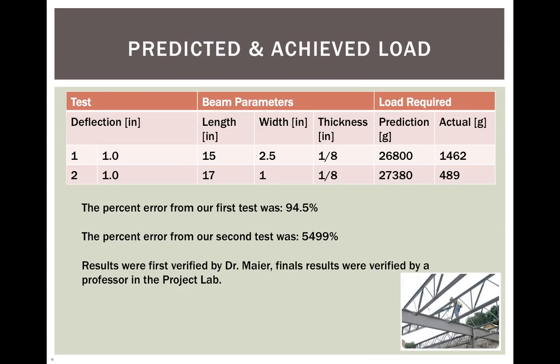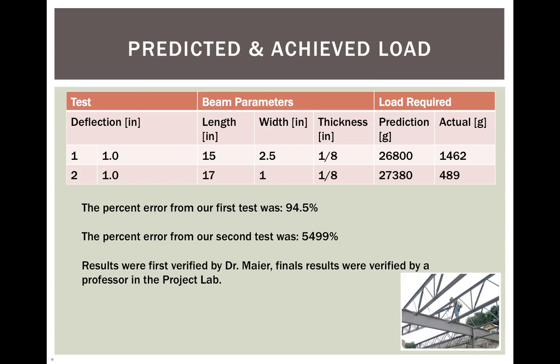This slide shows our predicted and achieved loads when we were given deflection with certain parameters of the beams. We plugged the parameters into our program, and for the first beam we got 26,800 grams predicted to get a deflection of 1 inch, and it actually turned out to be 1,460, giving us a percent error of 94.5. The second one, to get a deflection of 1 inch, we had a prediction of 27,380, and the actual was 489 grams. The percent error for that was 4,499%.